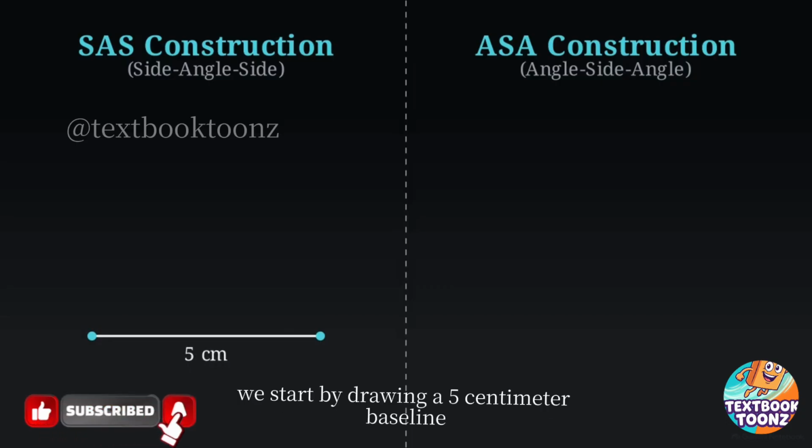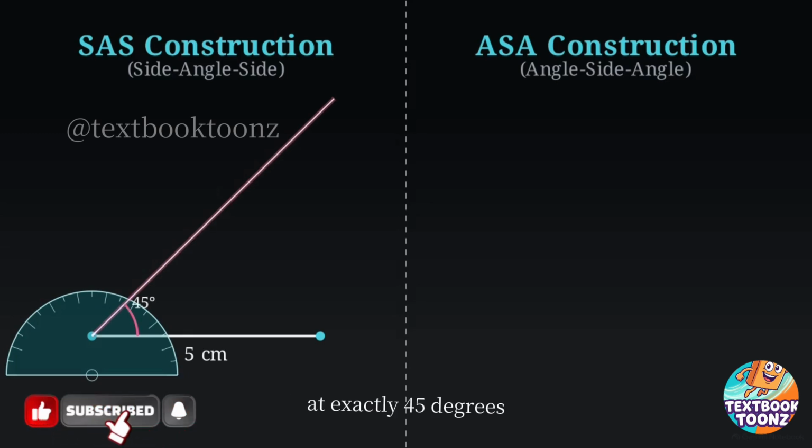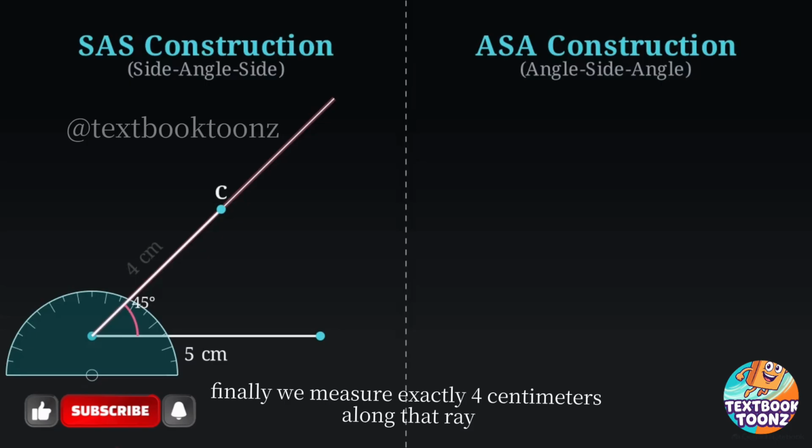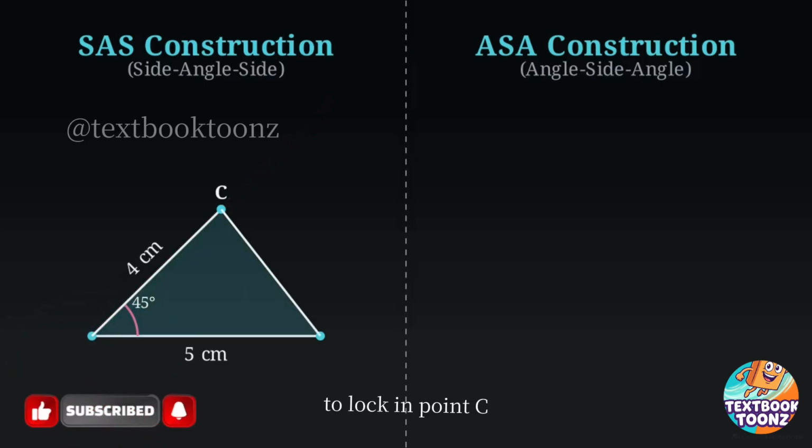We start by drawing a 5 centimeter baseline. Then we use a digital protractor to project a ray at exactly 45 degrees. Finally, we measure exactly 4 centimeters along that ray to lock in point C.